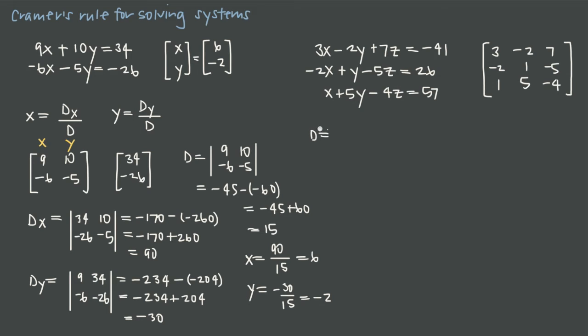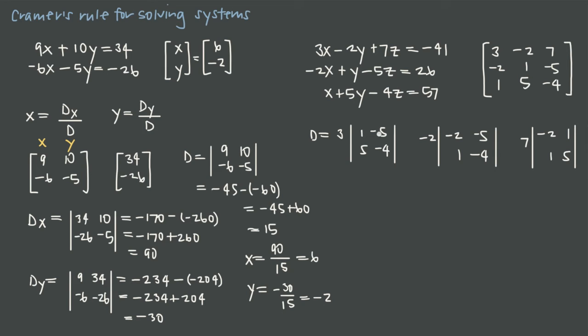So let's find first the determinant of this coefficient matrix. So that's going to be D, and let's just work along the first row here. So we'll get 3 times 1, -5, 5, and -4. And then we'll have the -2, so -2, -5, 1, -4. And then the 7, so 7, and we'll have -2, 1, 1, 5. And then coming back to our signs, as always from our checkerboard pattern, working across the top row, we have a positive, negative, positive.